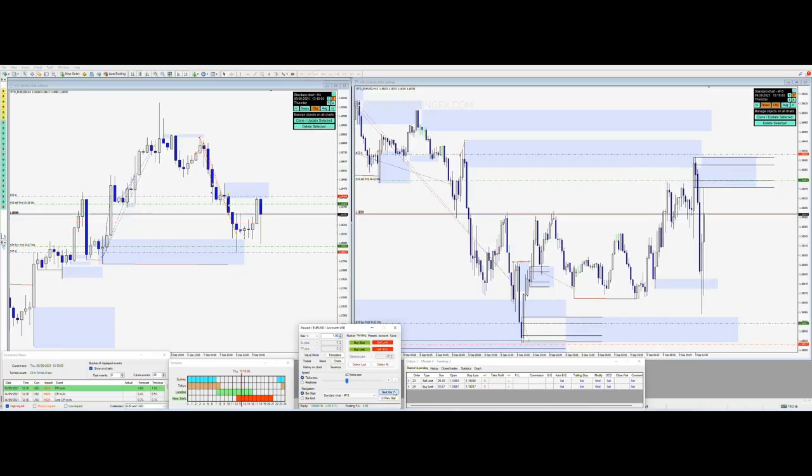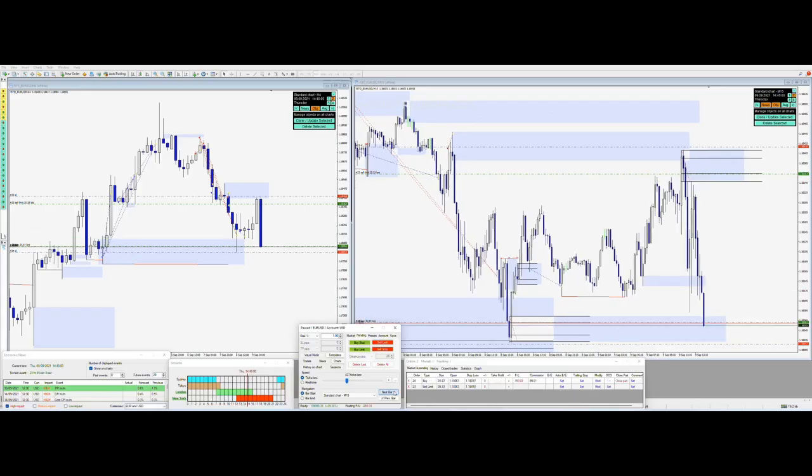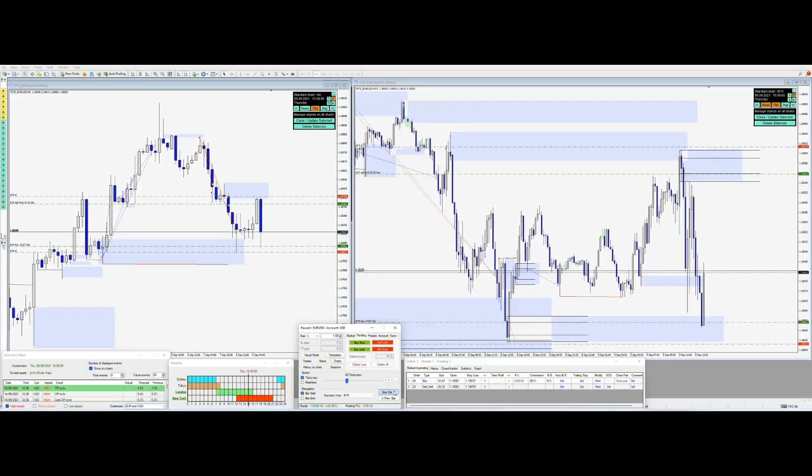Okay, so I didn't get tagged in. That's very, very messy now. Let's see. You know what, let's leave them both there as a hedge. Okay, we're in the long. Decent reaction from that.